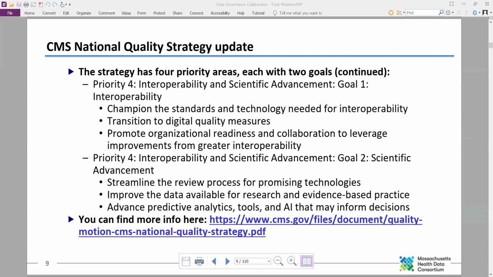And then finally, under scientific advancement, this is where they talk about AI a bit. And so here they have a little bit about the review process and making it faster to get research out there, but it's primarily focusing on improving the data available, both for research and for evidence-based practice. So I thought that was an important thing that they slipped under scientific advancement. So guidelines for evidence-based medicine, things like that, improving those fall here. And then advancing AI, predictive analytics, and other tools like that that may help with decision making.